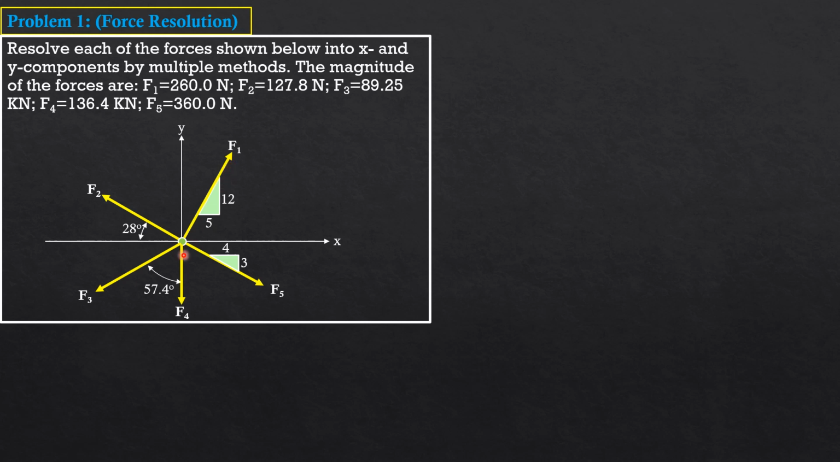So force F1 lies on the first quadrant, therefore it is directed up to the right, therefore its components are expected to be positive x and positive y components. And it's just a matter of solving a right triangle. So the slope 5 horizontal, 12 vertical, so the hypotenuse or the distance is 13. Square root of 5 square plus 12 square. So this should be 13.